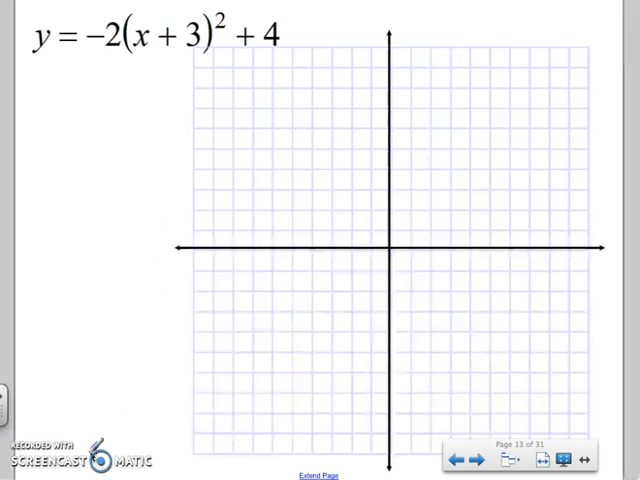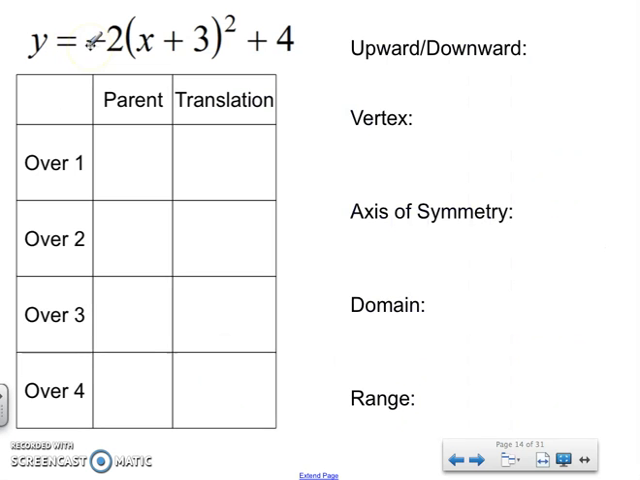So let's take a look at one that's negative. So in this case, that negative out front is going to mean I'm going to open down. Okay.